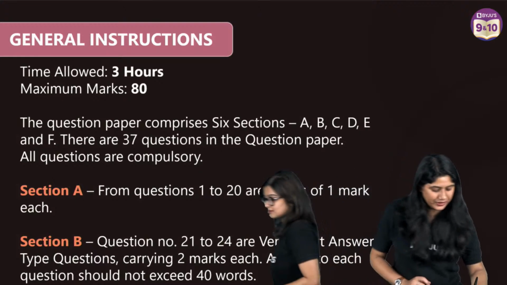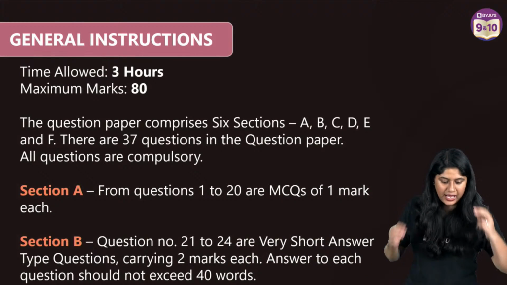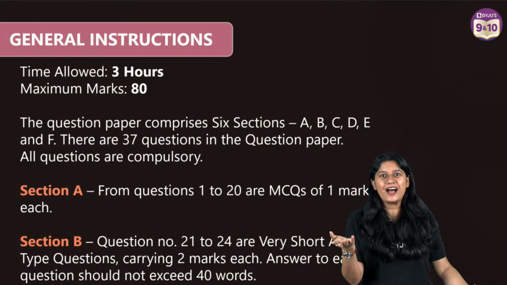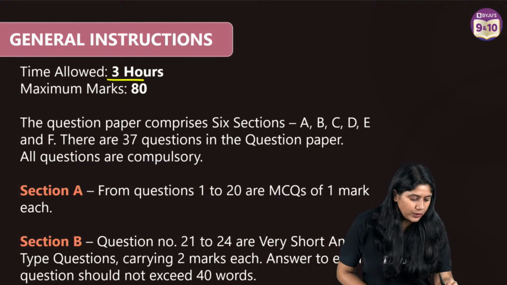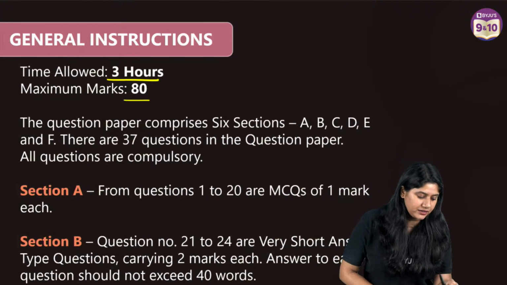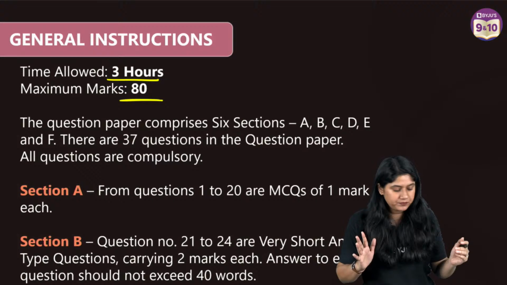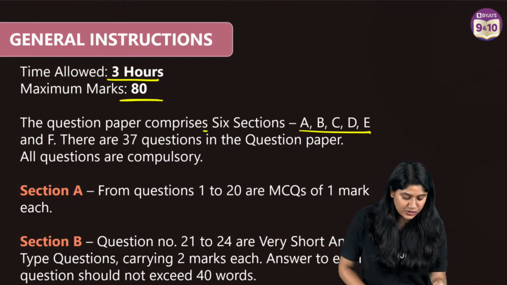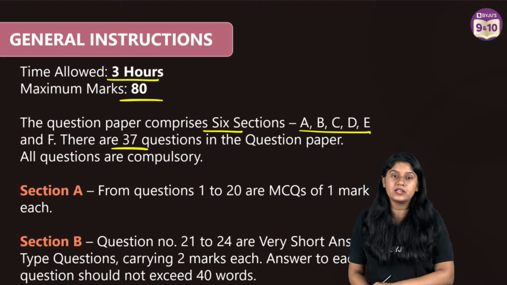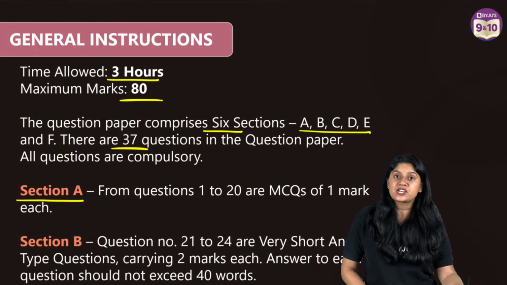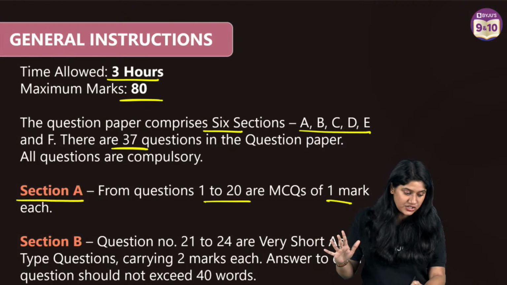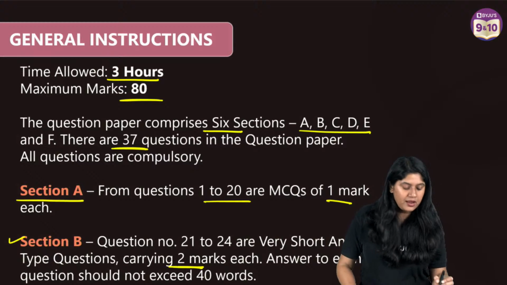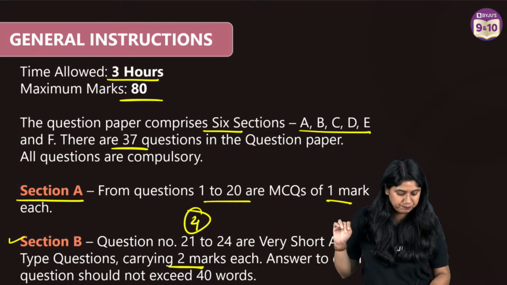Yes, everyone. So let's quickly start with this part where we are looking at the general instructions, basically the instructions that we have in the beginning of the question paper, right? You will have 3 hours and you will be writing a total of 80 marks paper. We will have 6 different sections, and a total of 37 questions in the question paper. In section A, you will have 20 questions, 1 mark each. These are the MCQs. Then we have section B, which will have 2 marks questions, and we have 4 of those, right?